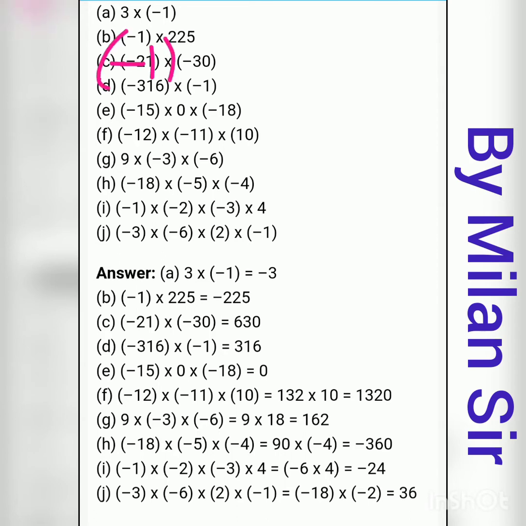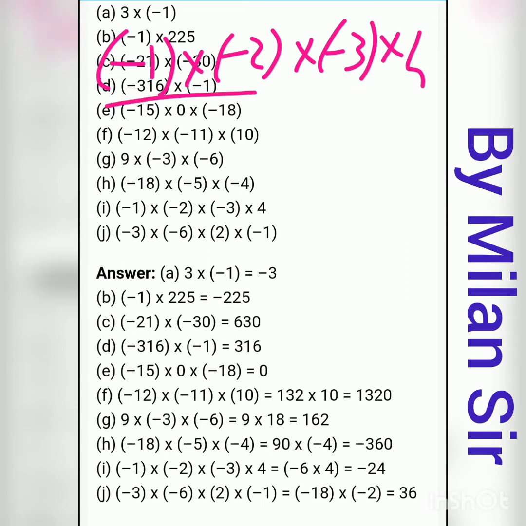Minus 1 multiply minus 2 multiply minus 3 multiply 4. First of all, the first two numbers. Here 2 ones are 2, minus minus plus, so plus 2. Now in between there is multiplication, so we need to solve the next two numbers.